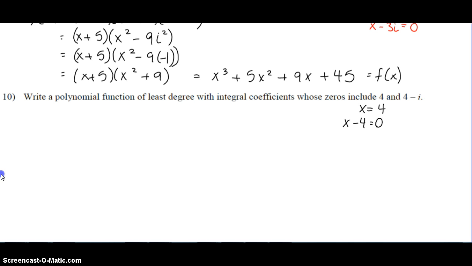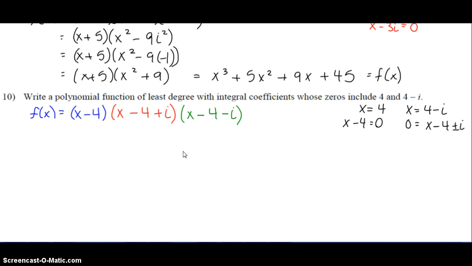In the case of the complex factor, we have x is equal to 4 minus i. And remember that we're going to have the plus or minus going, but I'm going to leave it this way for the moment. And bring everything over so that it is equal to 0, and we're going to have x minus 4 plus i as equal to 0. And it could be plus or minus on the i term. So those are the three factors we're going to set up right away with our f of x.